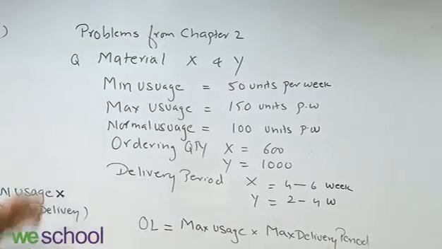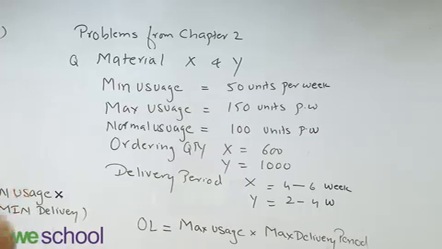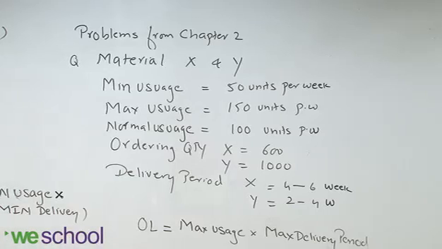After that I have written the formula. For materials X and Y, minimum usage of both materials is 50 units per week. Maximum usage is 150 units per week. Normal usage is 100 units per week, right? Ordering quantity for X is 600 and for Y is 1000.